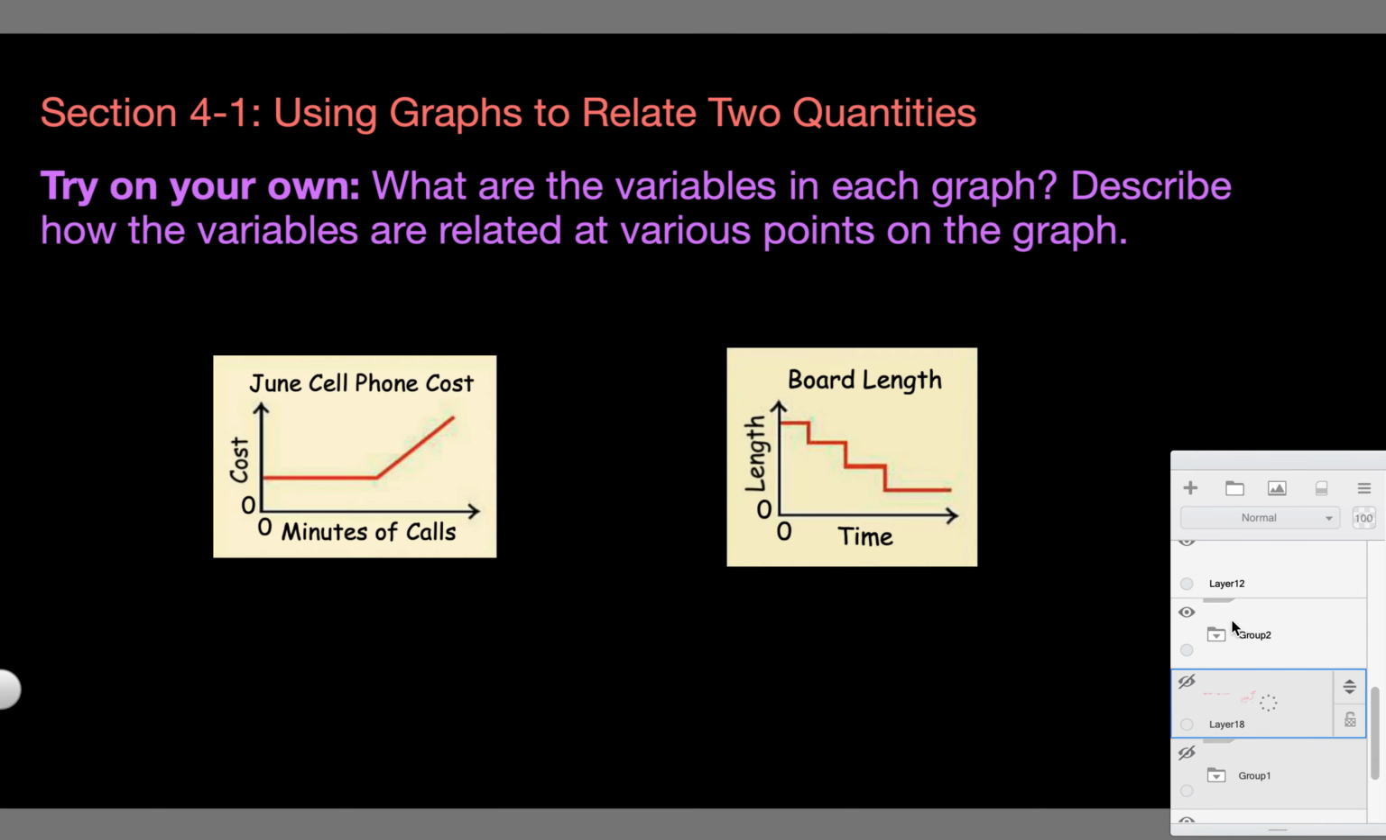So next on your paper, you have these two graphs. What I want you to do is, again, describe what the variables are and then how the variables are related to each other at various points on the graph. So this one on the left is going to be about June's cell phone cost based on the minutes that she's calling. And this last one is board length. As time increases, the board length looks like it decreases. So you guys can make it what it is. You can create your own story that goes along with it. There's no right or wrong answer. You just have to be interpreting the graph in the proper way.